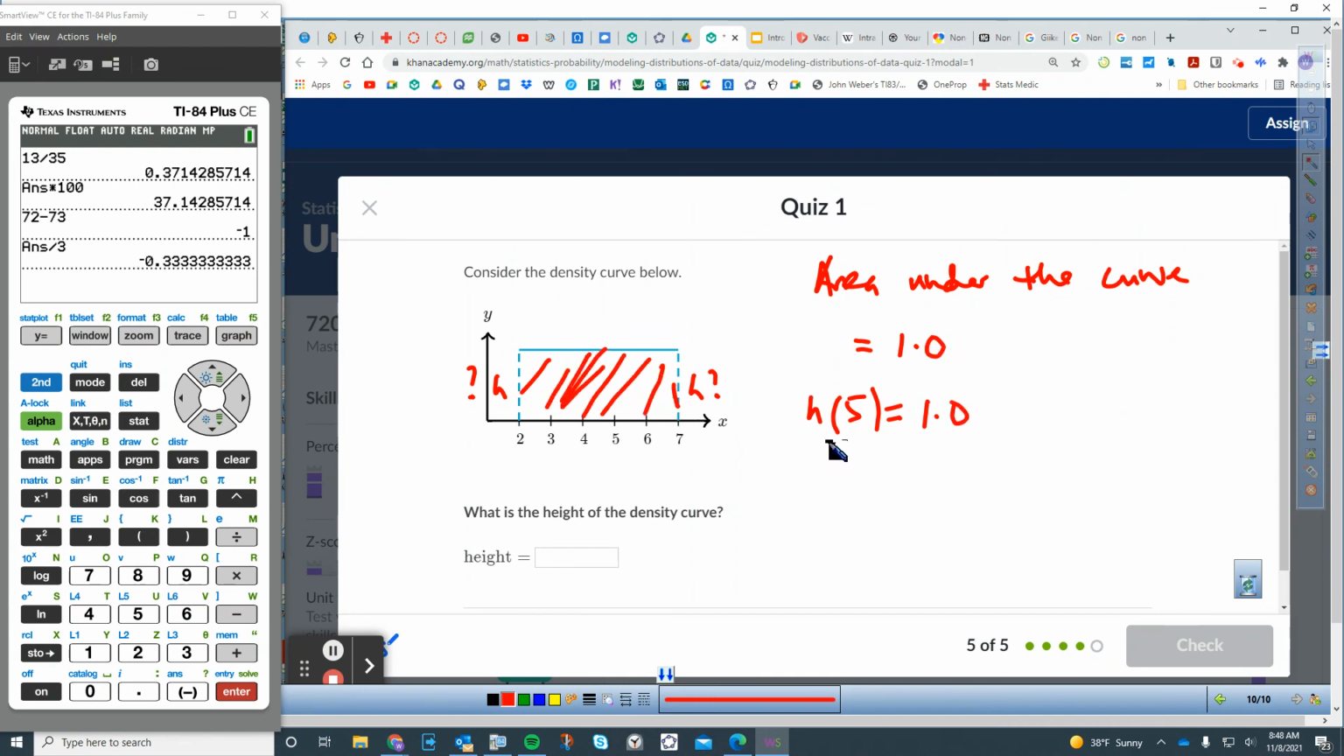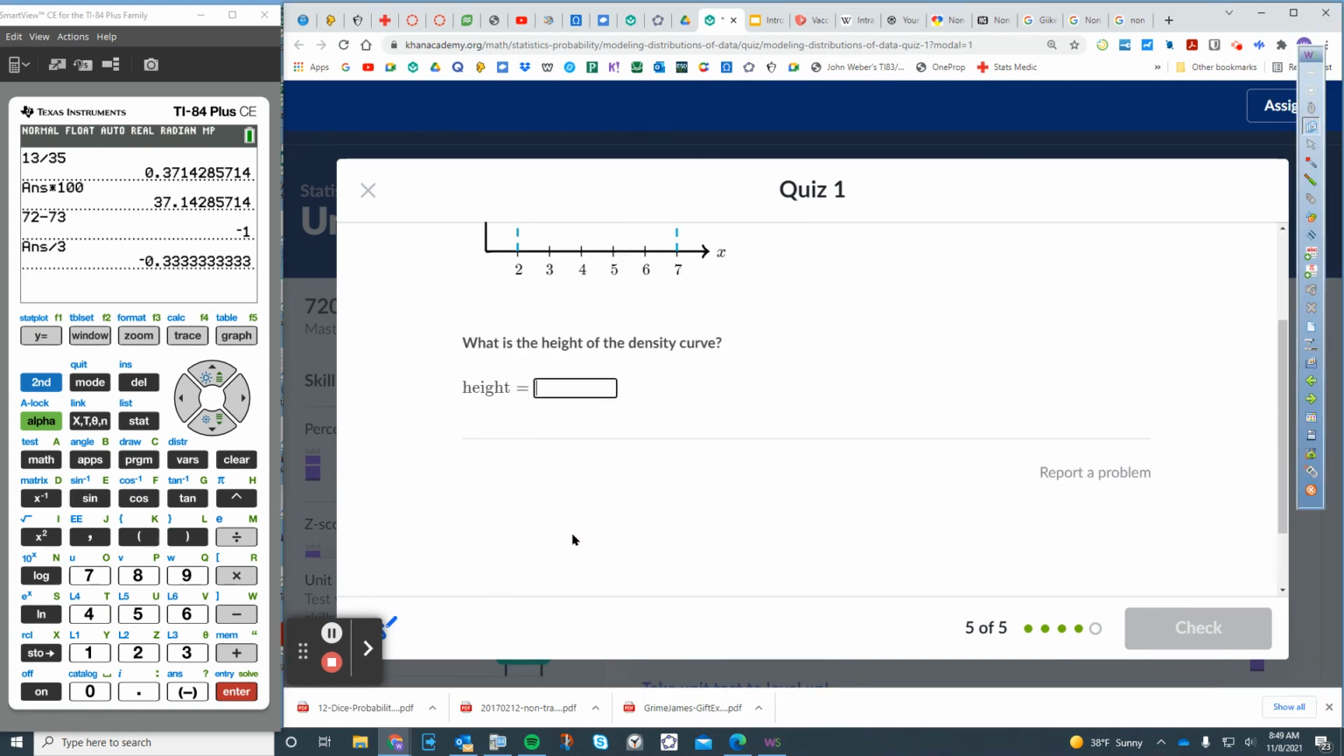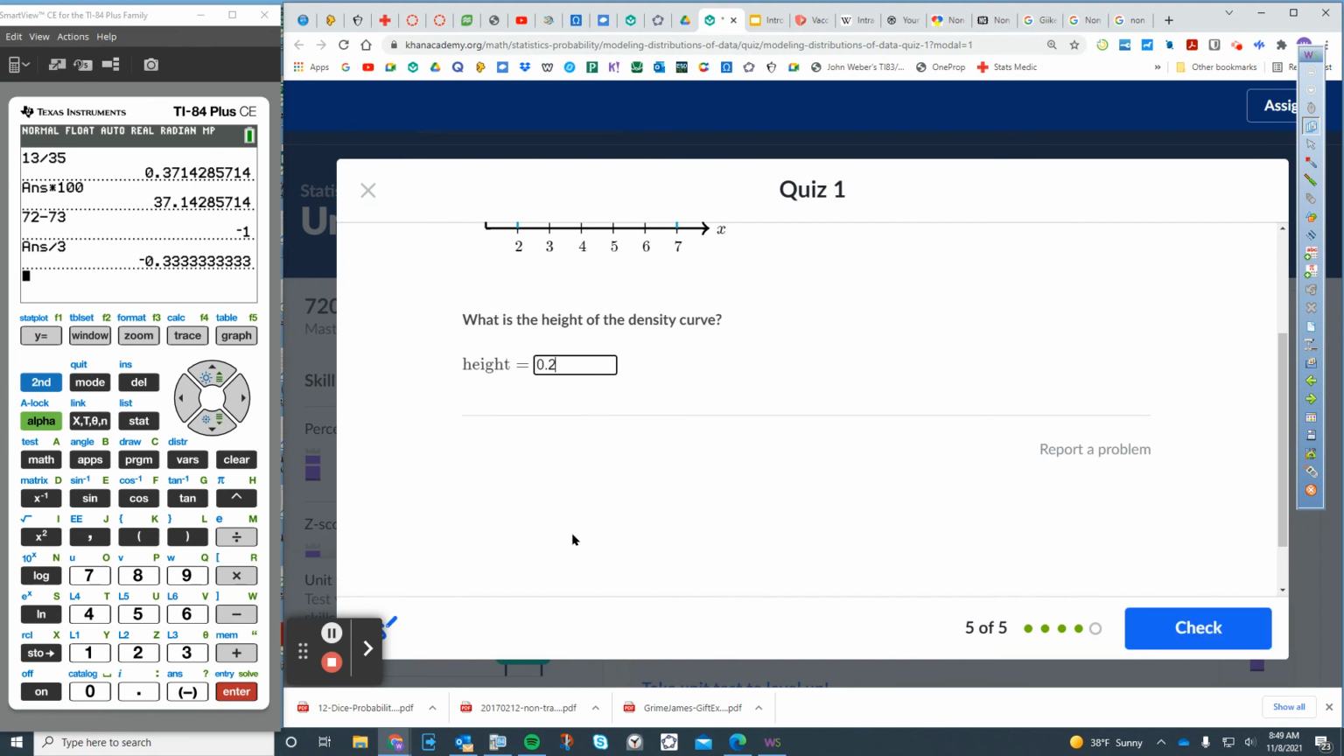Should be 1. So if you divide by 5 on both sides, because we want to get rid of the 5, we want to find h, right? Using some algebra. 1 divided by 5 is 0.2, right? It's 0.2. So the height here should be 0.2.